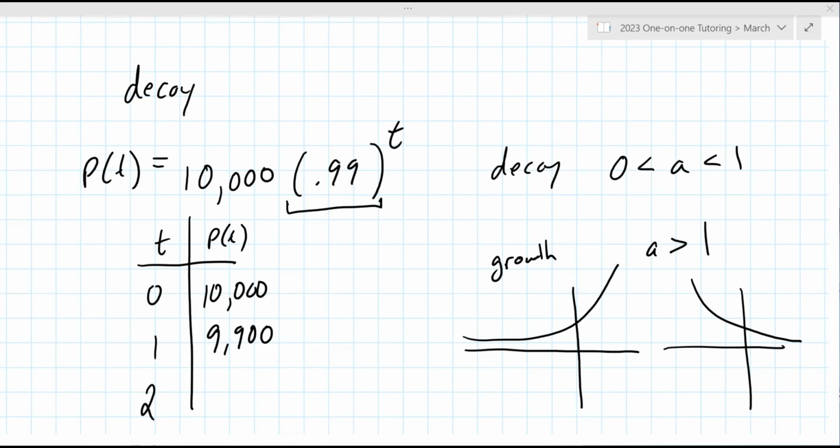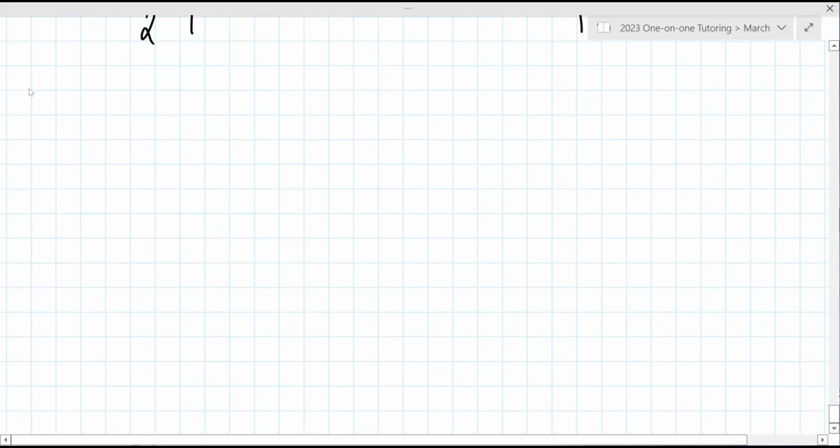All right, so let's look at some growth problems and decide if they are linear or exponential. Okay.